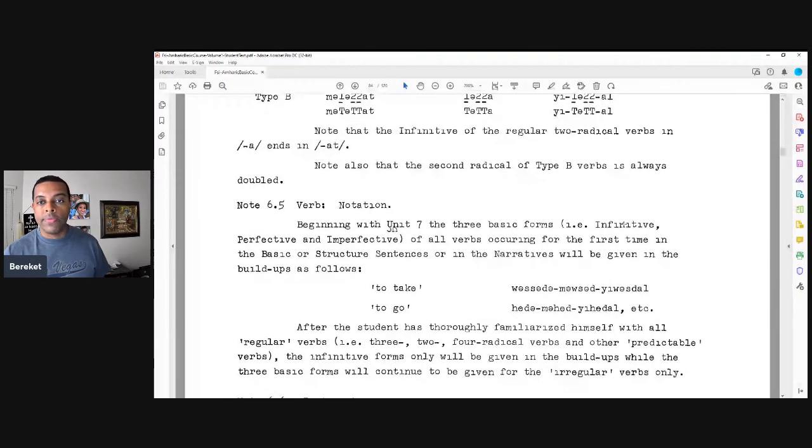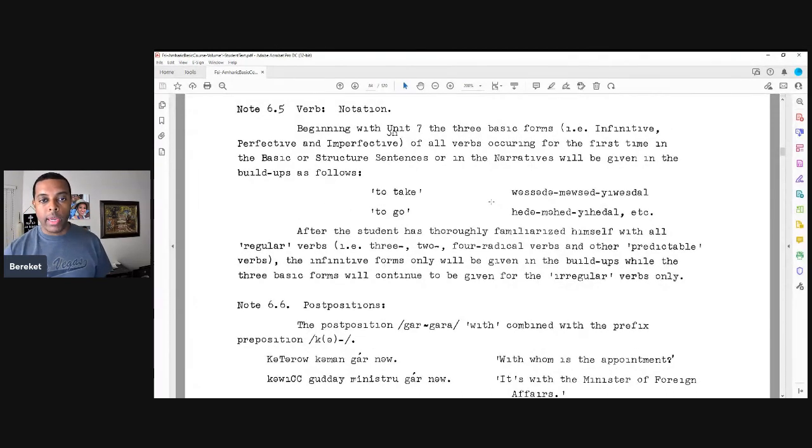Note 6.5 just builds on that, and it shows you that going forward, this is the format of how they lay out the lexicon or dictionary entries for verbs. It's going to start with the third person masculine singular, then the infinitive, then the third person masculine imperfective. So these are your anchor forms. And this is also done in Hebrew as well, where the third person masculine singular is your anchor form from which you go to all of the other forms.